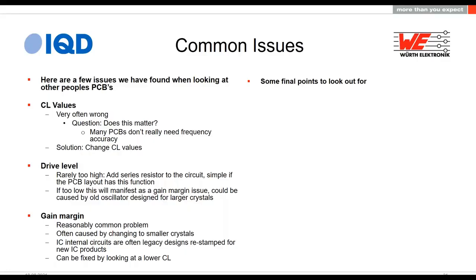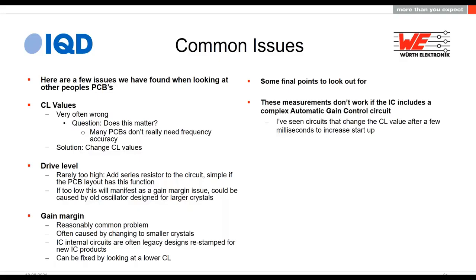Okay, final 2 points here. These measurements that we've just been talking about, yeah, they don't work if your IC includes some complex automatic gain control circuit. I once saw a microprocessor that when you first powered it up, for the first 5 milliseconds, the capacitive load was really, really low, and then it switched in a bank of capacitors 5 milliseconds later. The idea was that it gave your crystal an oomph. It gave it a really large gain on that first startup, yeah?